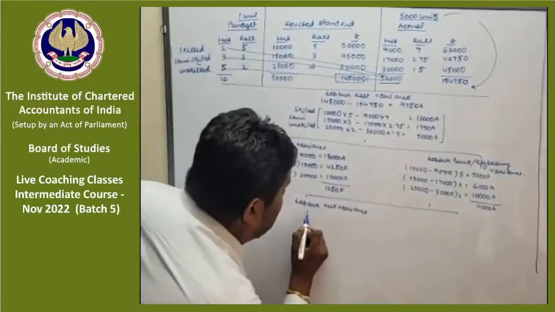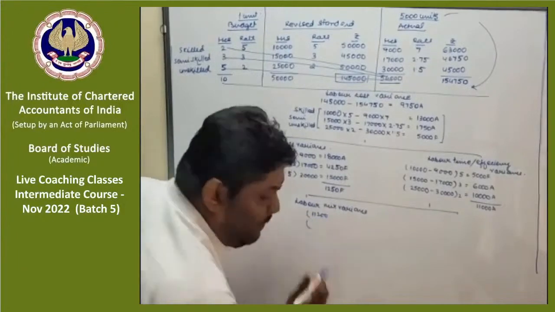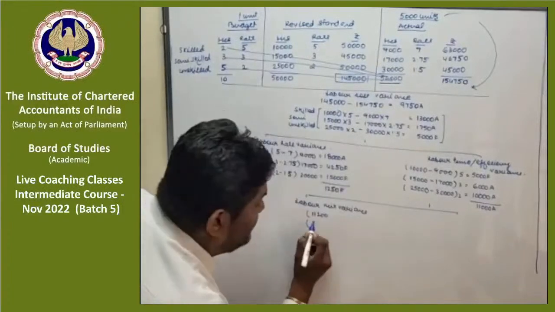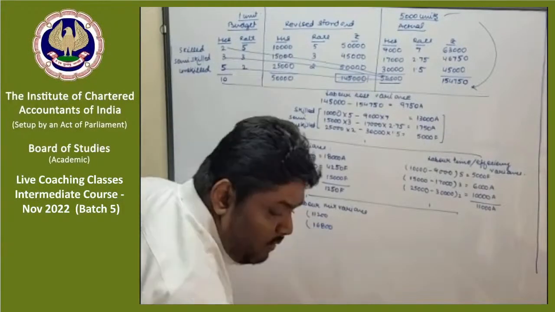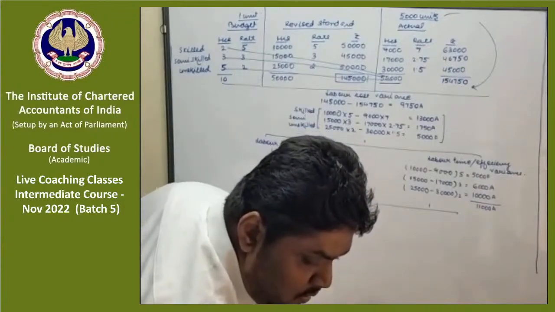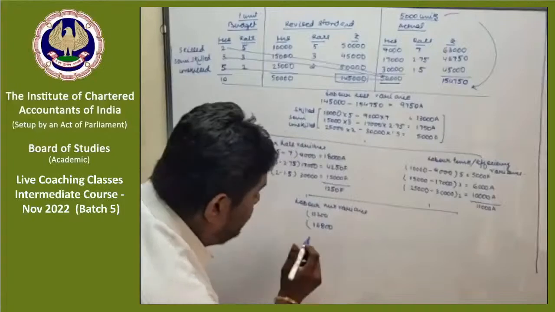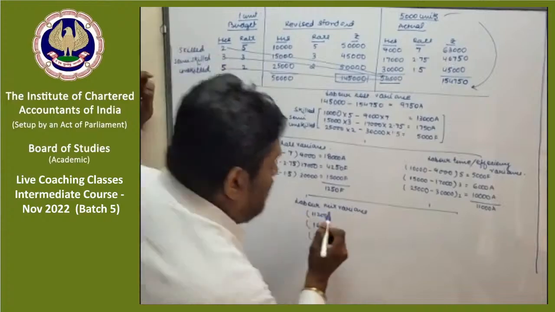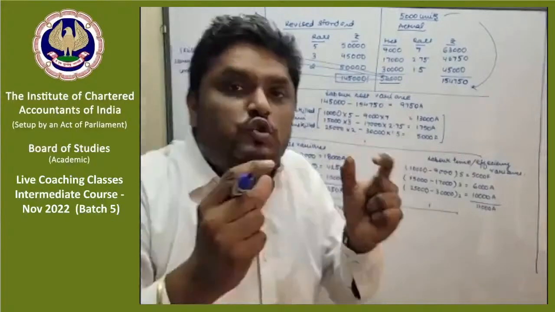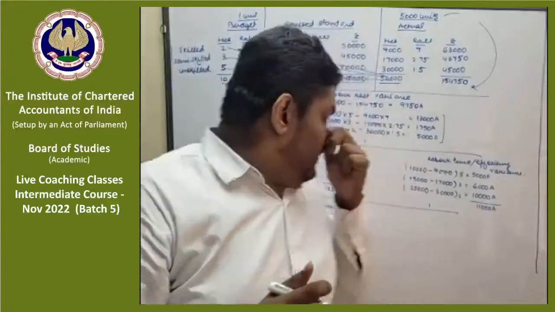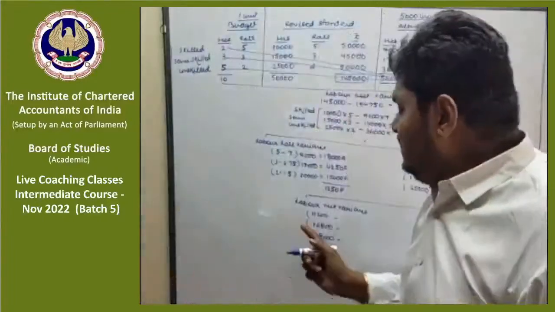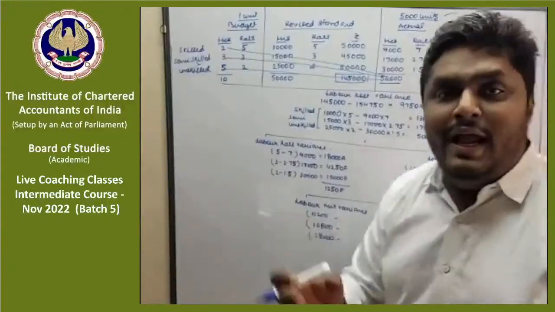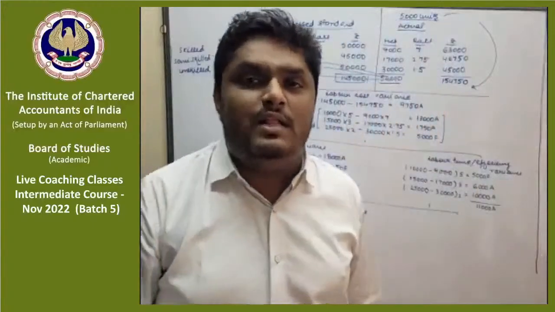This will be 11,200, 16,800, and 28,000. So this should be the actual mix of the workforce, wherein the skilled should have worked for 11,200 hours, the semi-skilled should have worked for 16,800 hours, and the unskilled should have worked for 28,000 hours.